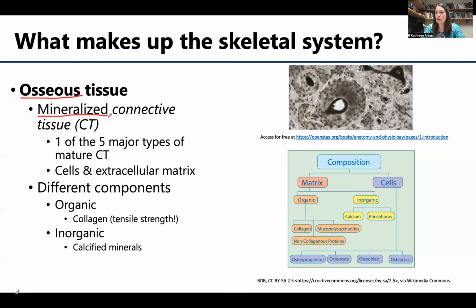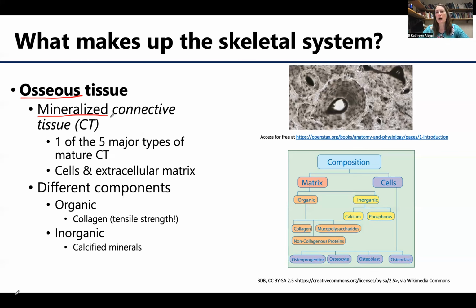And remember, we talked a little bit about connective tissue in the previous session. Connective tissue is going to have that large amount of extracellular matrix with widely dispersed cells, or how that's spread out is different depending on what type of connective tissue. So osseous tissue is one of those 5 major mature connective tissues.